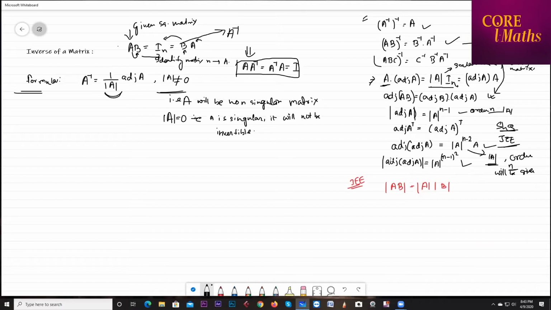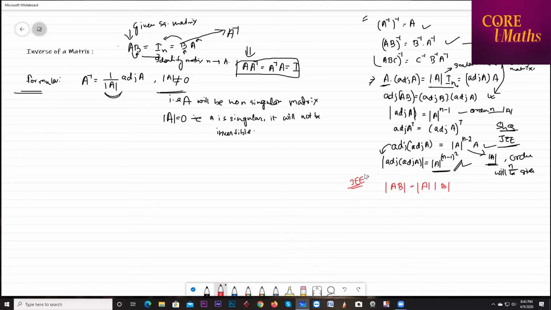Now, what will be the next step? What will be the determinant value of adjoint of A? It is nothing but determinant of A whole to the power, as you know the order of A, n minus 1 whole square. So these are very important, and after that we'll continue in that part.